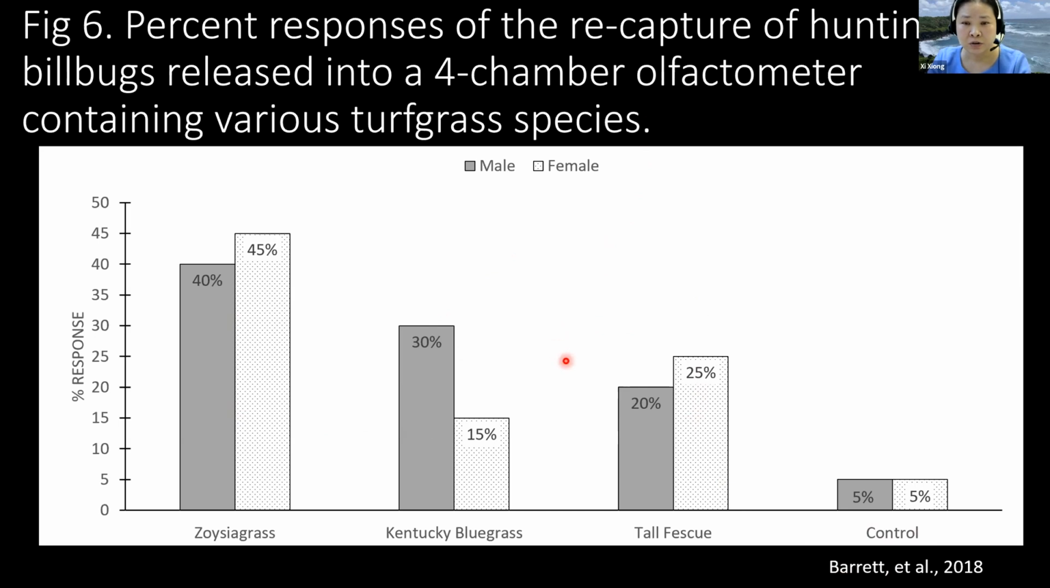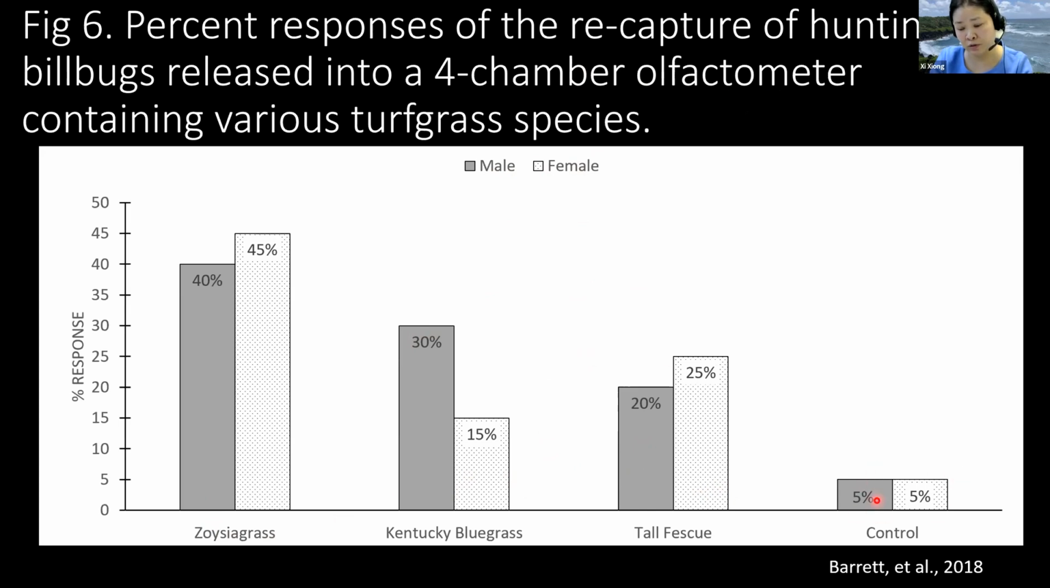This study utilized a device called an olfactometer, which has 4 chambers. Each chamber would contain one of the potential food sources, including zoysia grass as a warm-season species, Kentucky bluegrass and tall fescue as the cool-season species, and an inert control. The device forces air into the center, where we release hunting billbugs, male or female, and wait for them to decide which chamber to turn to, because the scent generated from a potential food source could attract them to different chambers.